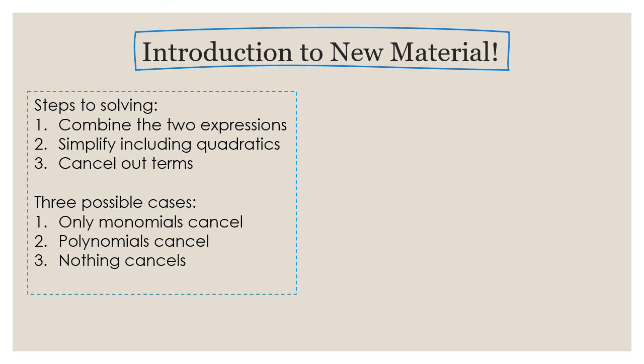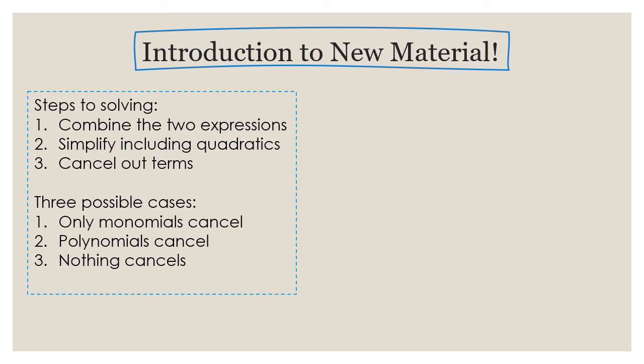So here are the steps we're going to use to solve these equations. Step 1, we're going to combine the two expressions, so either it's going to be multiplying or dividing. Step 2, we're going to simplify, including quadratics. If we have to, we're going to do that whole process where we use the quadratic formula to simplify. And then lastly, we're going to cancel out as many terms as we can.